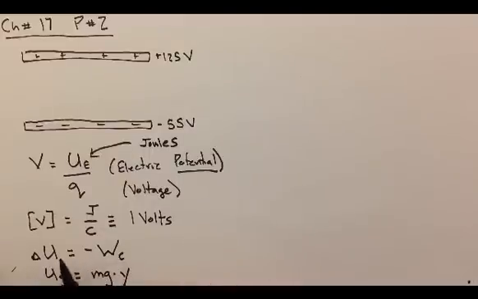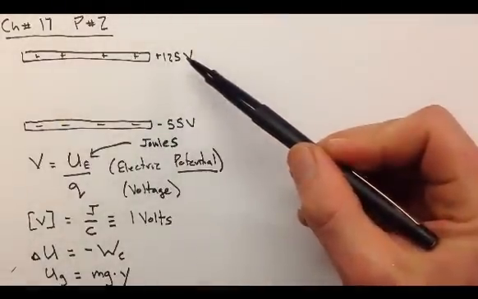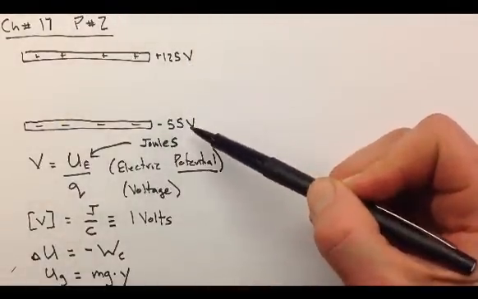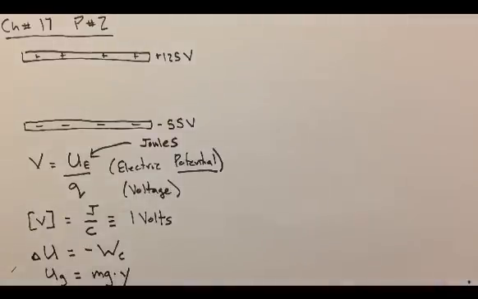We are going to make use of this during the problem here, because the problem is going to ask us to calculate the work done on a charge by moving it from an area with a potential of 125 volts to negative 55 volts.